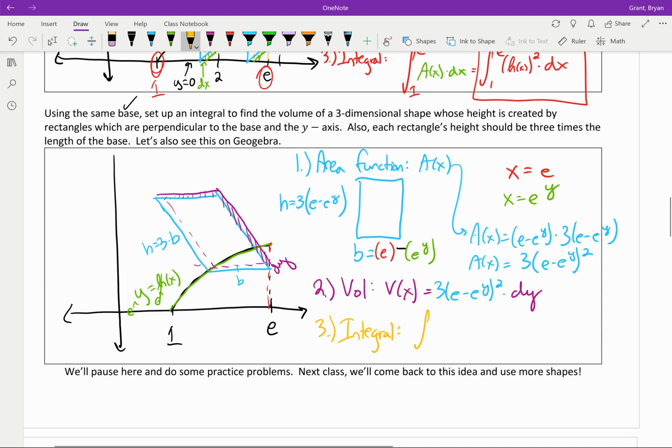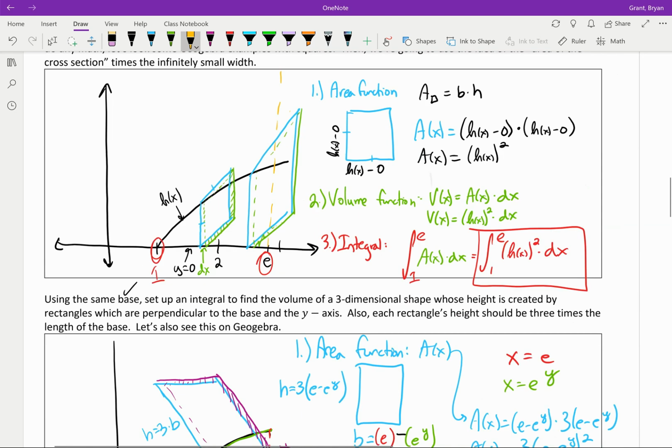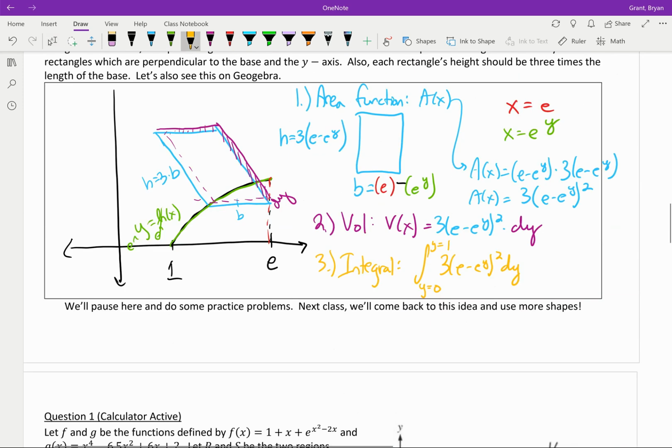So last but not least, I need an integral, and my integral is just everything we've done so far put together. I need to integrate 3 times e minus e to the y squared dy, but from what to what? Well, we need to be using only y values here. Everything needs to be in terms of y, and these are x values. So y values, well, the lowest that my area goes is 0, so that's easy. The highest that it goes, well, what is that point? Did we do it up here? Well, this point has got to be e comma something, but when I plug the something in, natural log of e is just 1. Oh, so this is just 1 up here. That's easy. So we're just going to go from 0 to 1. And there is our volume.